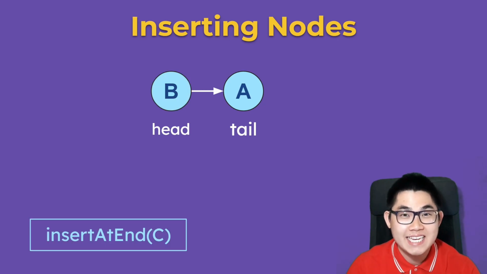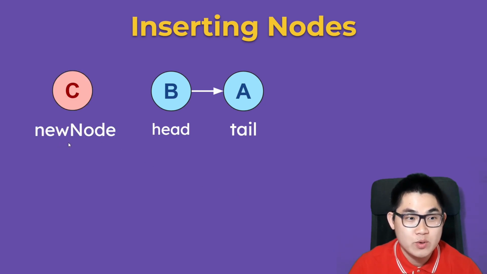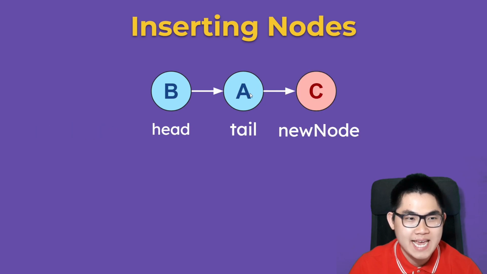Let's cover the second case for insertion, which is inserting nodes at the end of the list. So here is our current list, and we want to insert at the end with the value c. The first step is to create the new node, and then the second step is simply point the tail or connect the tail to the new node. The third step is to make this one the new tail.